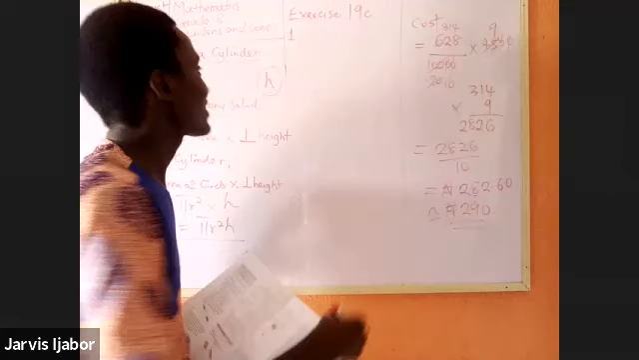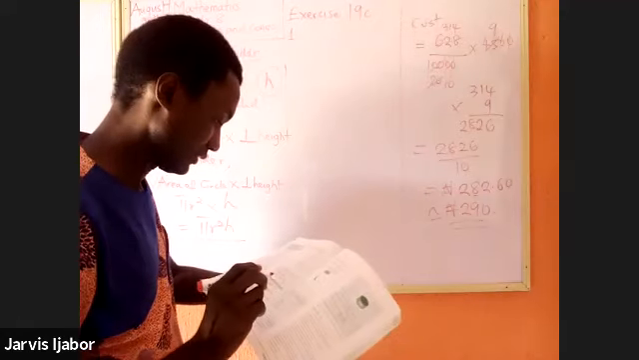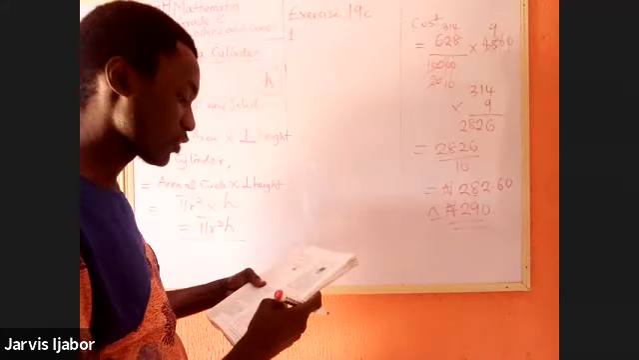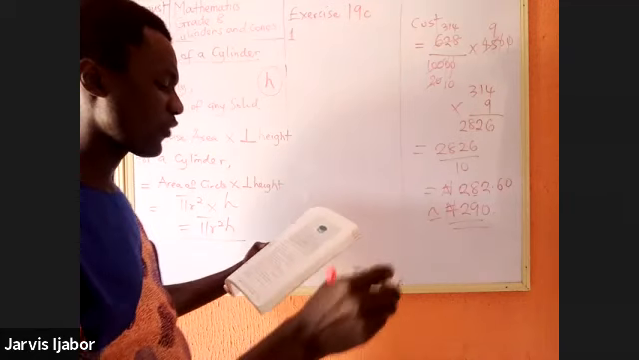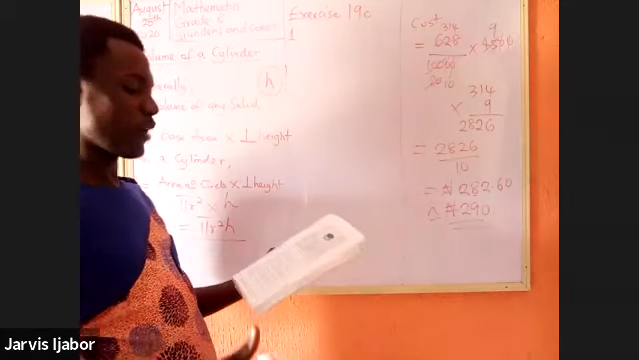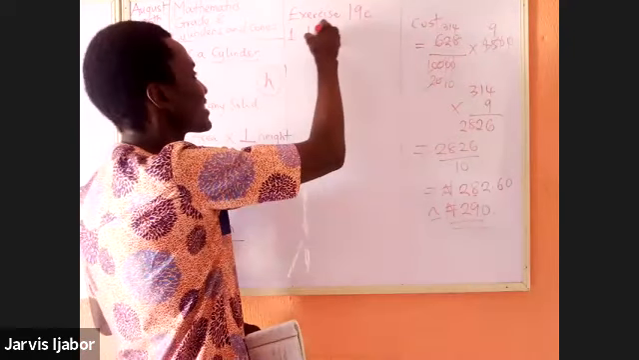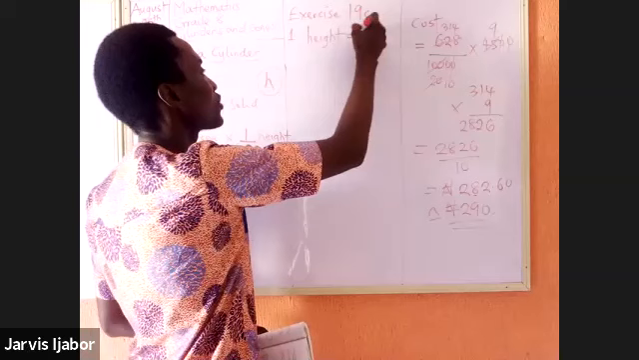All right, 19C, number 1. We are told to take pi to be 22/7. Calculate the volume of a cylindrical steel bar, which is 8 cm long. Now, that height is equal to 8 cm.